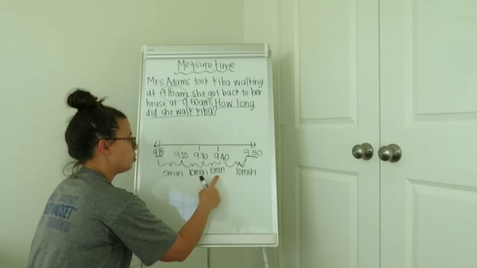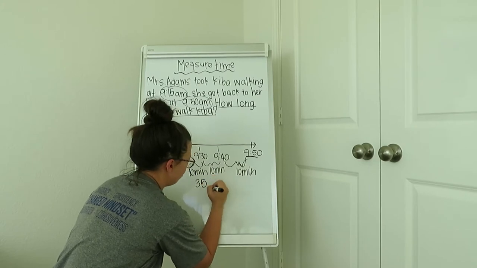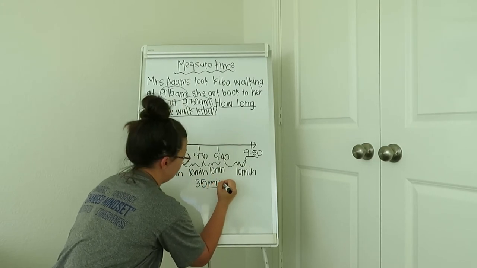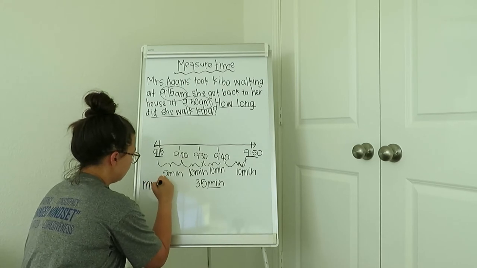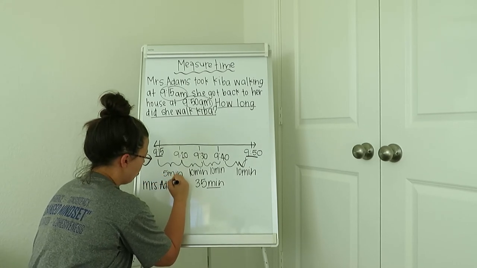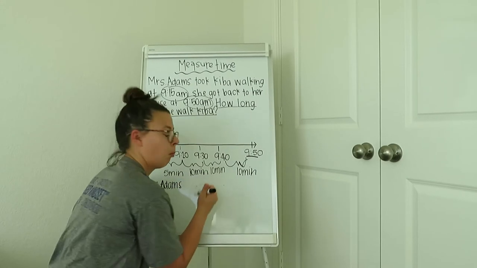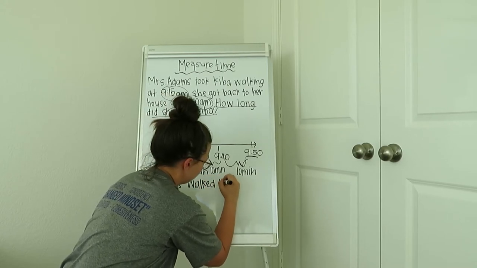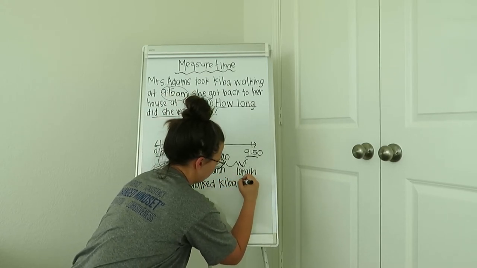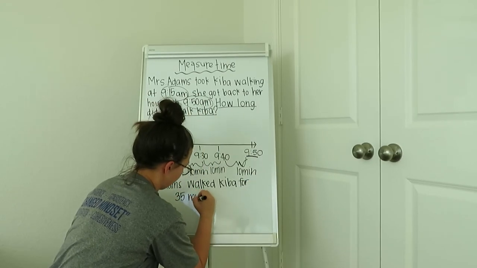We have 10, 20, 30 plus 5. 35 what? Minutes. And I could say Mrs. Adams walked Kiva for 35 minutes.